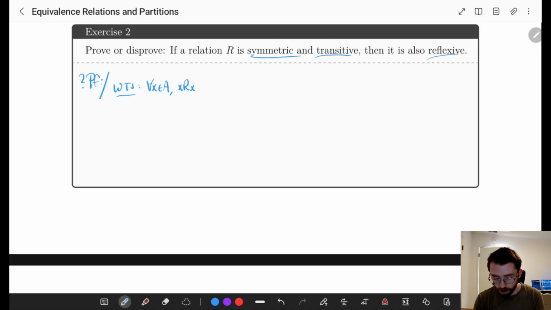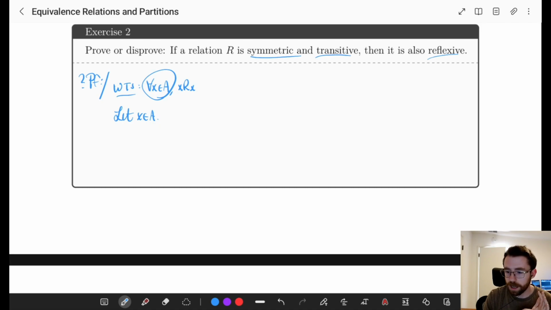Okay. Well, how could I do that? I don't know. Let's pick an x and a. That handles the for all statement because I'm picking an arbitrary x. How could I show x is related to x? I can't. I can't think of anything to do, at least.